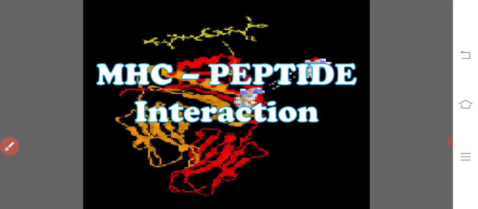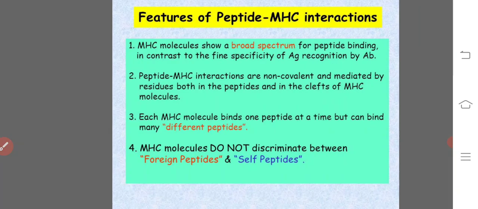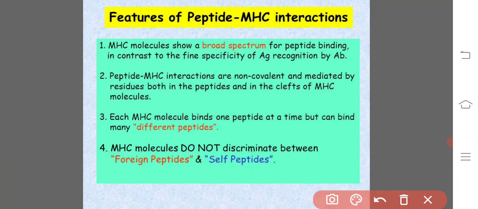And coming to the MHC peptide interaction. For class 1 MHC molecules, there are certain statements. MHC molecules show a broad spectrum for peptide binding, in contrast to the fine specificity of antigen recognition by antibody. Peptide MHC interactions are non-covalent and mediated by residues both in the peptides and in the clefts of MHC molecules. Each MHC molecule binds one peptide at a time but can bind many different peptides. MHC molecules do not discriminate between foreign peptides and self peptides.